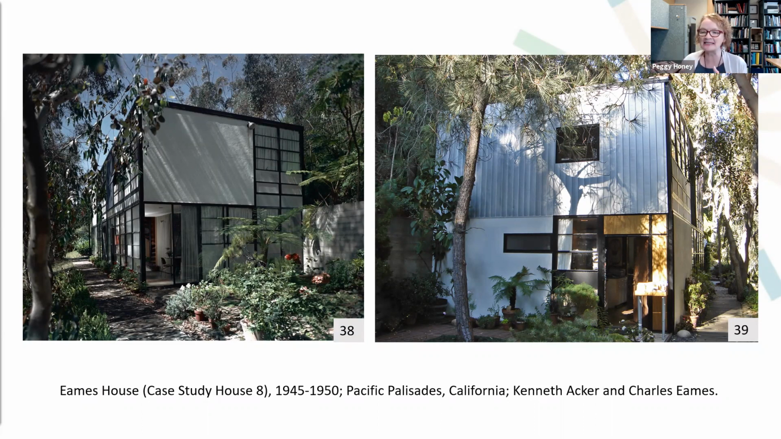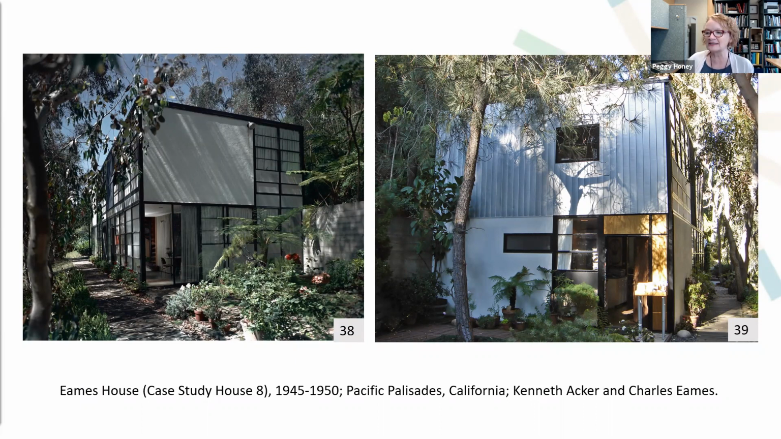So Eames basically built a house that was a lightweight steel and glass kind of cage. And he wasn't trained as an architect. He really is an industrial designer, much like Paul McCobb. He did a lot of different things. But he designed this house for himself and his wife, who was also a designer, Ray Eames.